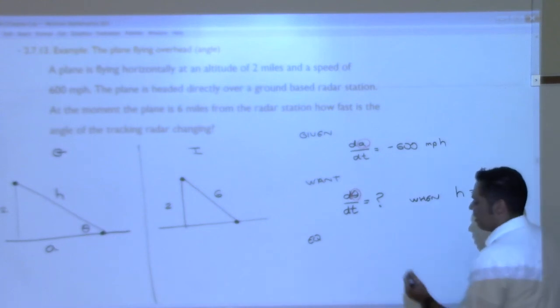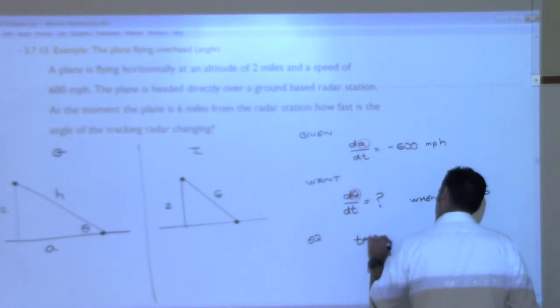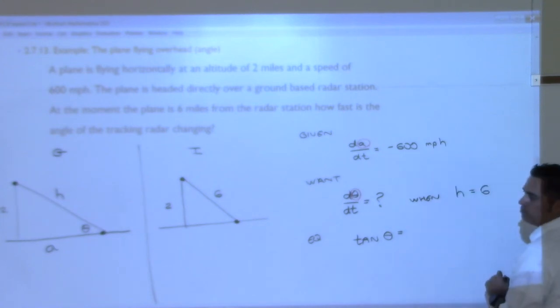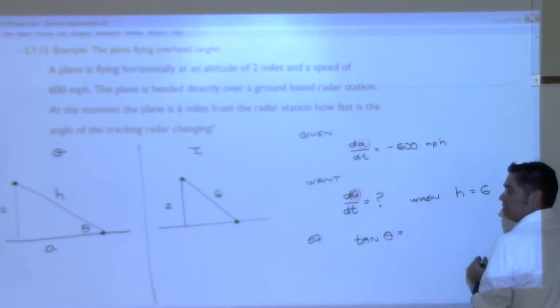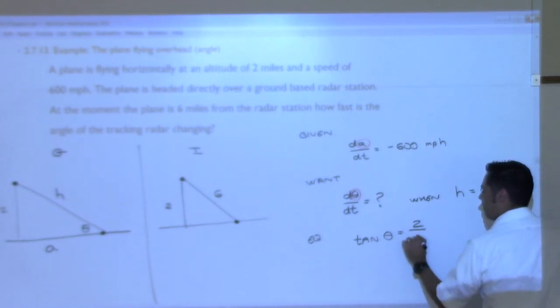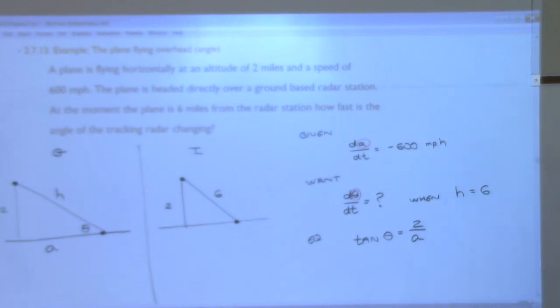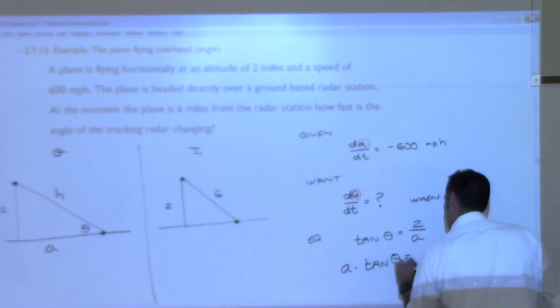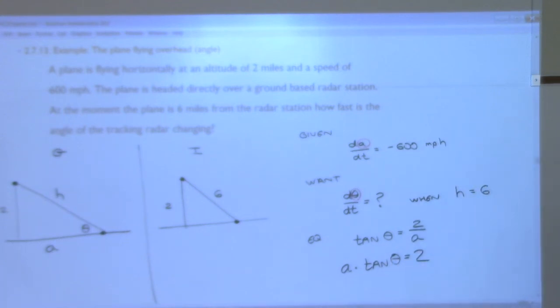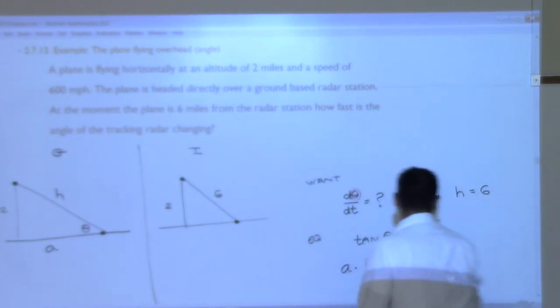So look, everyone, our equation is going to be tangent theta equals what? What is tangent of theta according to that triangle? 2 over A. Now, I'm supposed to differentiate this with respect to time, aren't I? I'm going to do something real quick before I do it, though. I'm just going to multiply both sides by A. That's just some algebra, right?